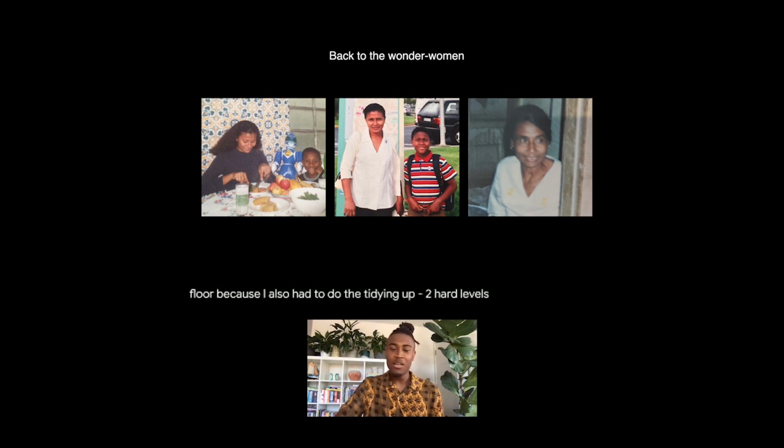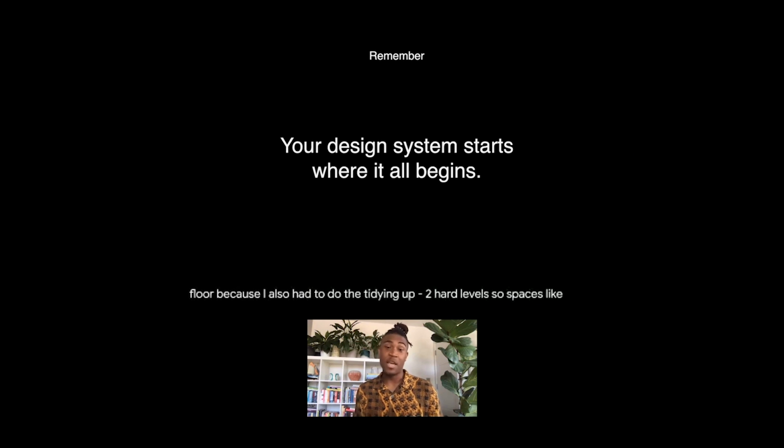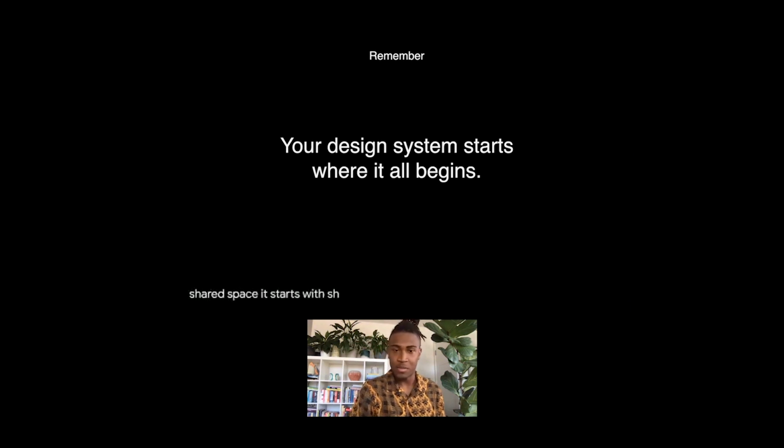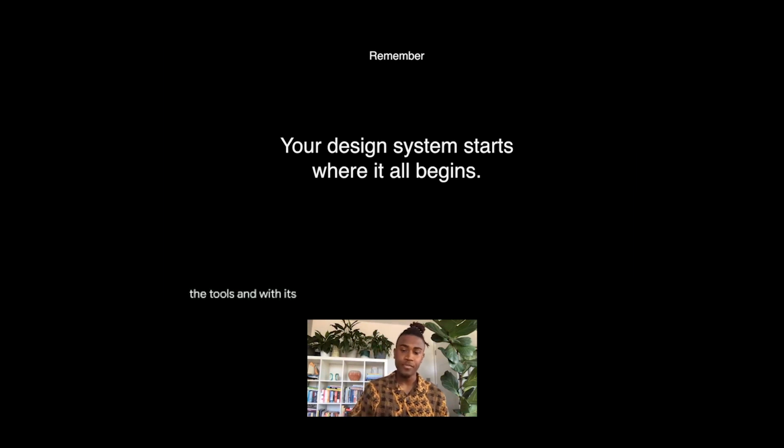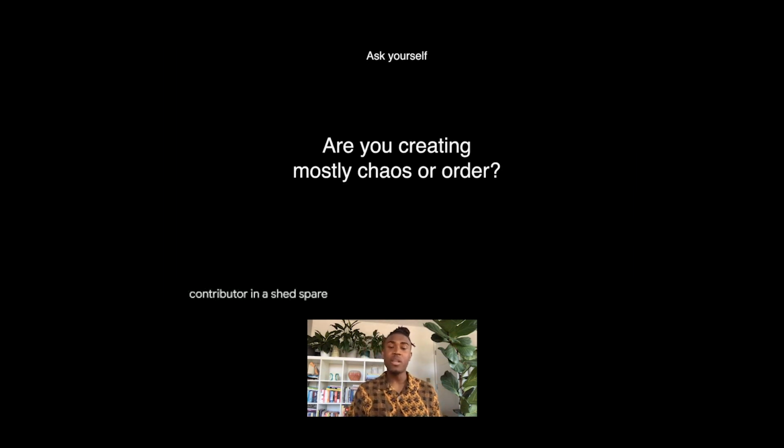So what I learned from that story, and if we think about what that means in the context of shared spaces, a design system, like any shared space, starts where all shared spaces begin. And that's with the people. So think about your design system as starting with the people in your organization, not necessarily just with the tools and with its constituent parts. And as an individual contributor in a shared space, really think about your actions. And for the most part, do you find yourself creating chaos or order for others?